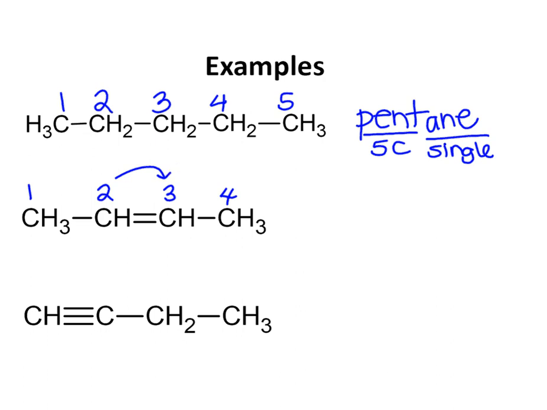If I chose to number the other way around, 1, 2, 3, 4, I want to make sure that this numbering isn't any different. If I'm going to use the numbering this way, where the double bond starts has to be lower than 2. But when I look, 1, 2, the double bond starts from 2 to 3. So here it doesn't matter which way we number.